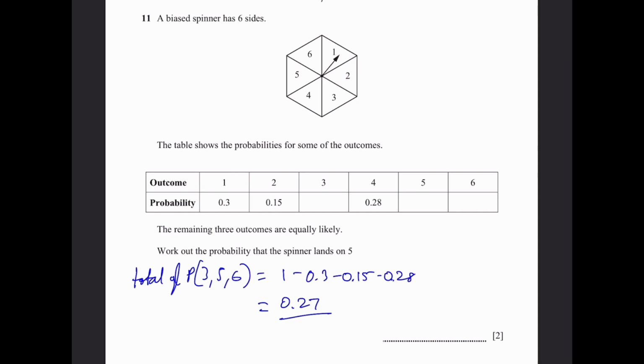Now, the probability of 5 will be 1/3 of the probability of 3, 5, and 6, right? So that'll be 1 by 3 into 0.27, which is 0.09, and that is our answer. Let's go to question 12.